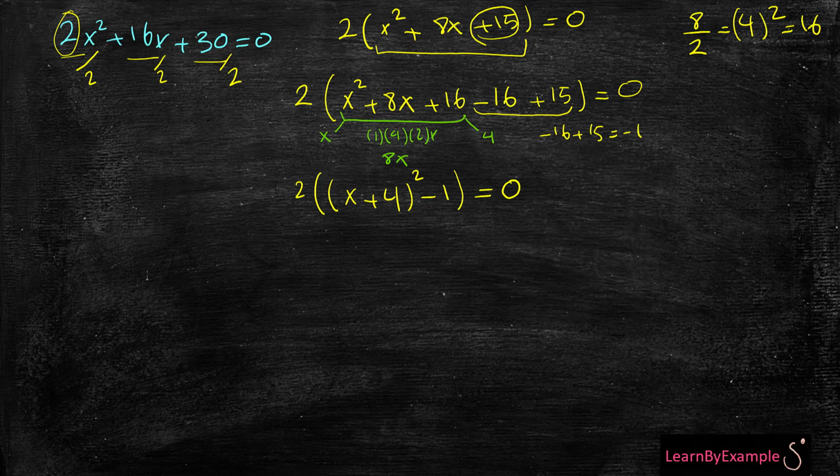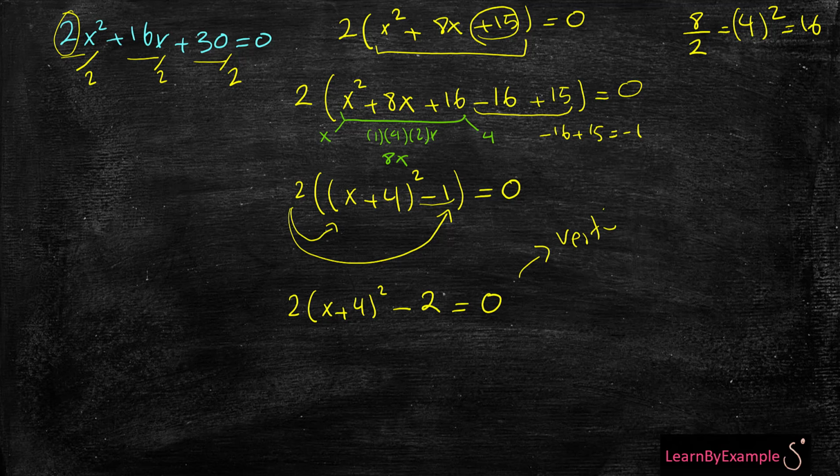Now my parentheses here are very important because what I want to do is expand the 2 into these 2 terms that I have here. Therefore, my final answer would just be 2 multiplied by the first term here, minus 2 times the last term, which is minus 1. 2 times minus 1 is just negative 2, equal to 0. So this is my equation in vertex form.